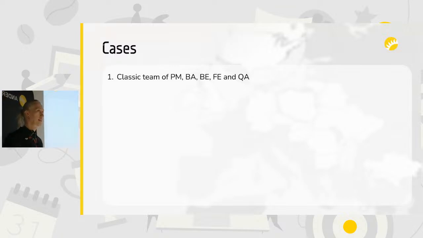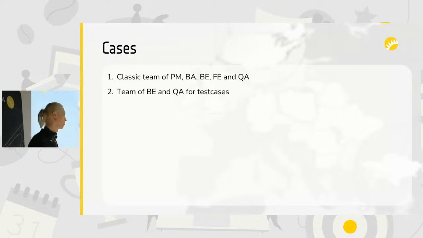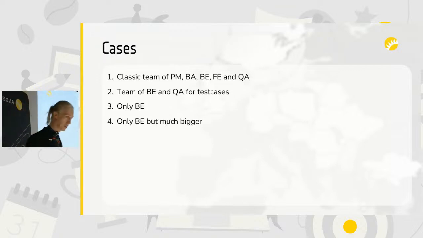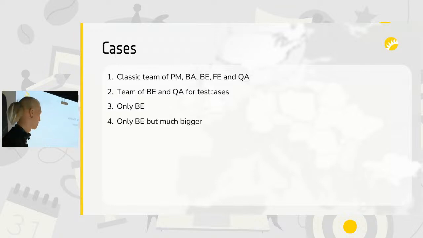The cases. The first is just a classic team, where everyone is involved, with lots of different roles. Pretty much 95% of our projects cover this case. Much more rare is when we have only backend engineers and QA engineers working on test cases, and actually every test is developed by backend engineers, nobody else. And even more extreme, backend engineers with nobody else.